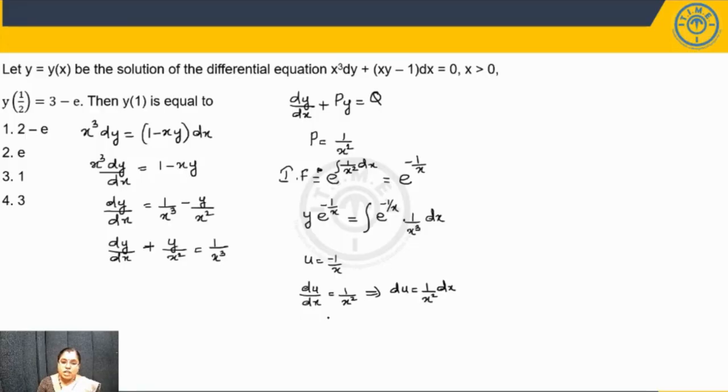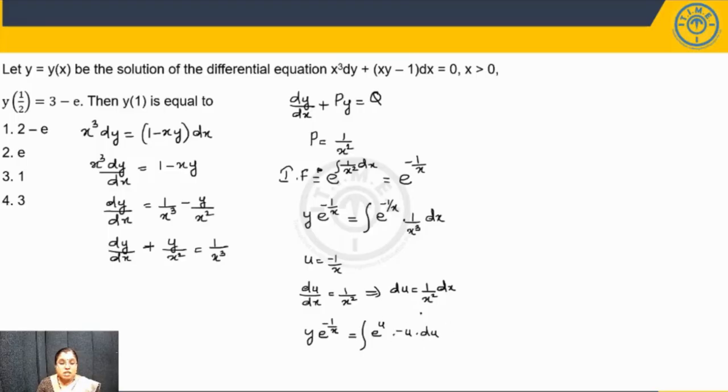So the right hand side will become, let's write the full equation: y into e raised to minus 1 by x equal to integral of e raised to minus 1 by x, that means e raised to u, into 1 by x cube. I am going to write it as 1 by x into 1 by x square. But what is 1 by x? 1 by x is minus u, and 1 by x square dx is written as du. So you have minus u into e raised to u du.